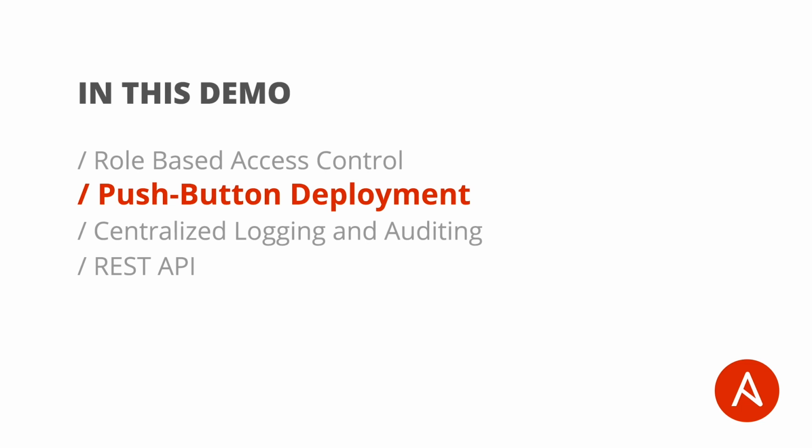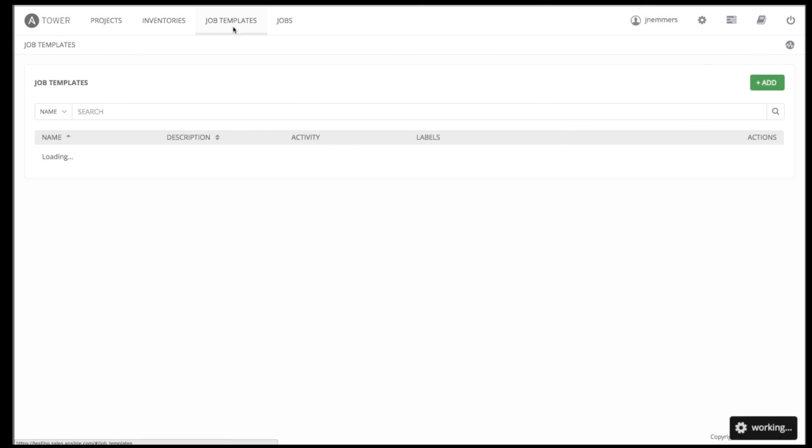Easier deployments drive consistency by running your playbooks the same way each and every time, and allow you to delegate responsibilities. Even users who aren't Ansible experts can run Tower playbooks written by others. Job templates are where the magic happens in Tower.